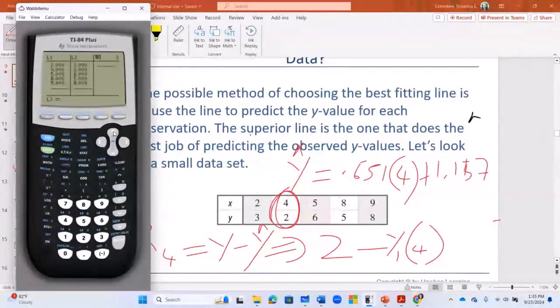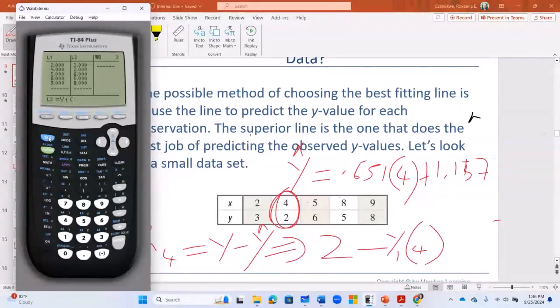So what am I going to tell my calculator? What do I want to put in L3? L3 is equal to, bring down the value in Y1: Vars, Y-Vars, function Y1. Then substitute whatever is in L1. So I'm finding the values now.